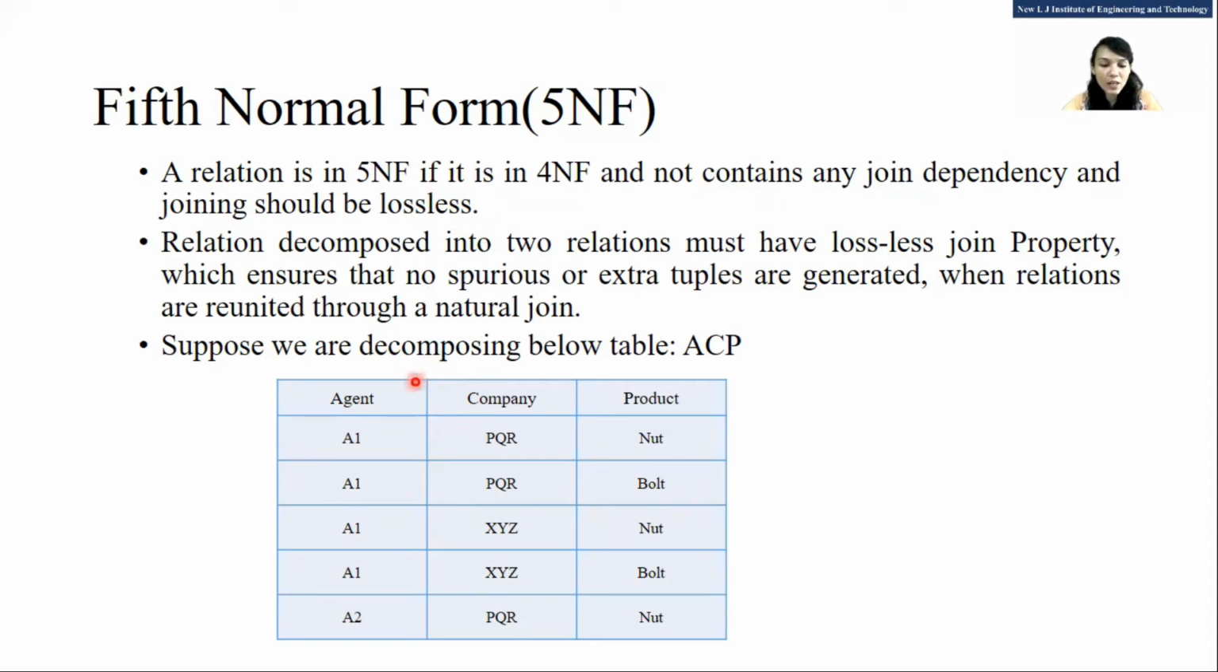So let's take an example. Suppose we have one table ACP where we have agent, company, and product. We have different agents A1 and A2, different companies they are working for, and different products. We can see that here we have multi-valued dependency. For A1, we are getting multiple records, first, second, third, and fourth, due to company and product, which are again irrelevant to each other. So we can separate these two attributes.